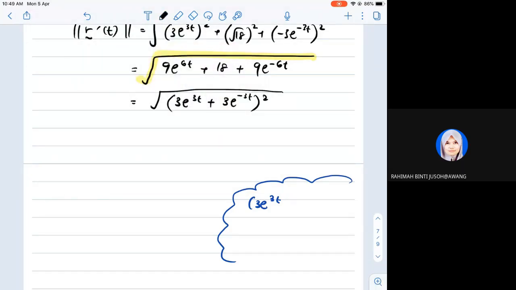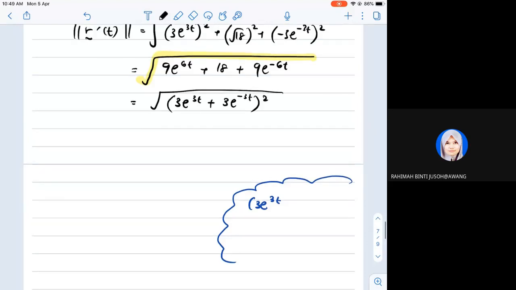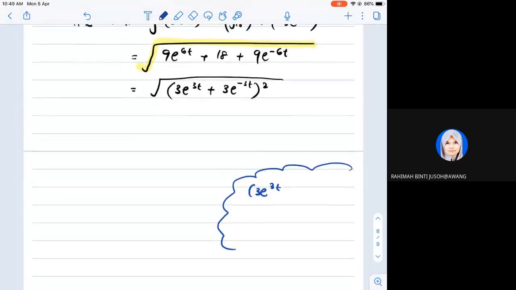Negative 3t. Gitu. 3 exponent 3t tambah 3 exponent negative 3t kuasa 2. Dapat balik tak yang atas tu, 9 tu? Okey, mula-mula what to do guys, kita kuasa 2 yang ni. Okey, so 3 kuasa 2 dapat 9. Eksponen kuasa 2 dapat eksponen 6t.